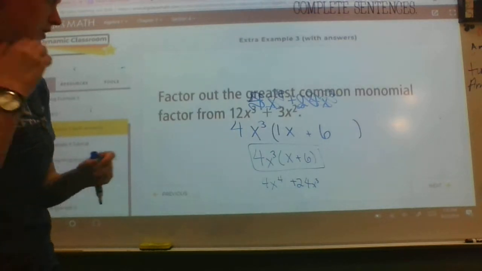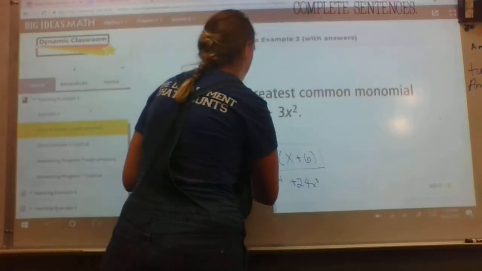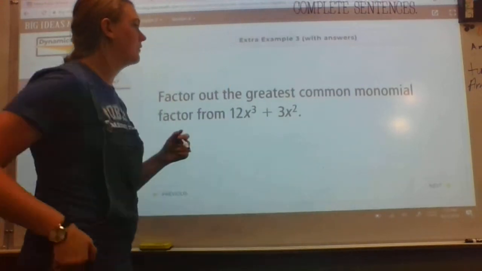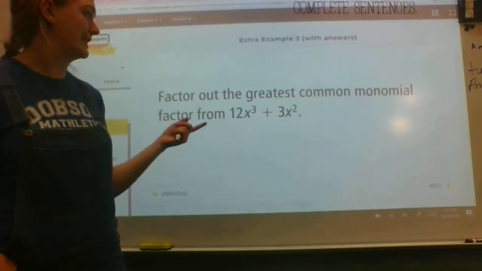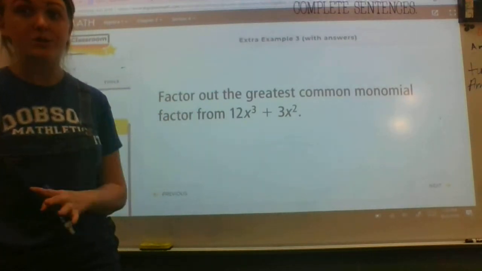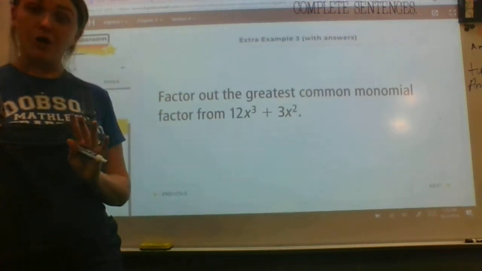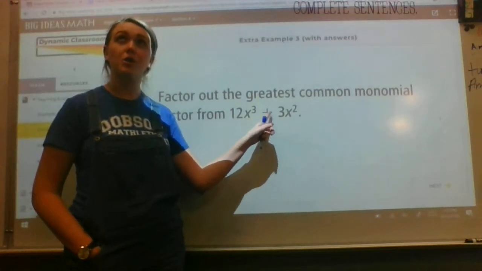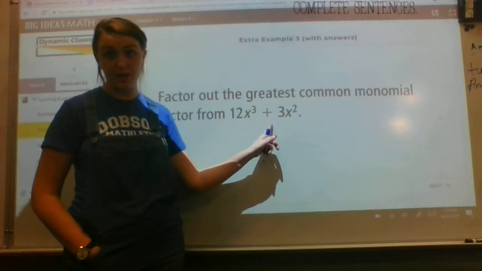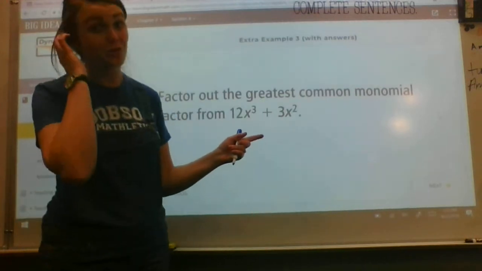Let's do one more of those. 12x cubed plus 3x squared. I'm going to do the exact same thing I just did, but I'm going to do another one with you so that you don't feel overwhelmed. So 12 and 3. What numbers go into 12 and 3? The biggest one that goes into both of them is 3.